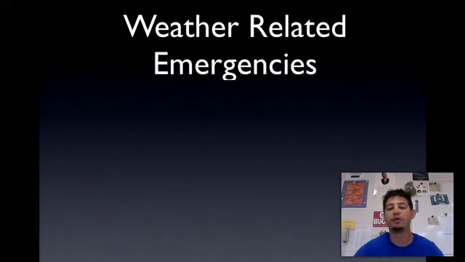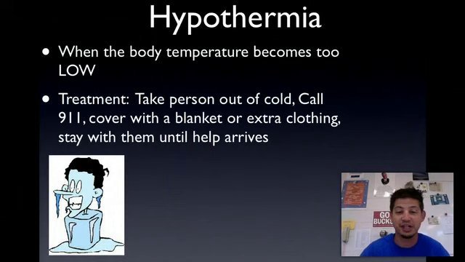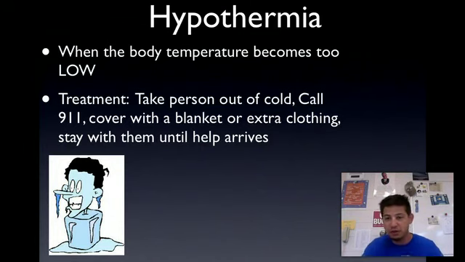Let's go into some weather-related emergencies. Just got off a very hot summer, and now we're starting to head into fall and winter here, so let's take a look. First and foremost, let's take a look at hypothermia. This is when the body temperature becomes too low. Usually seen in the cold winter time, or it could be seen during the summertime, getting out of that cold pool. The wind is kicking up. You get those goosebumps all over you. You start to shiver a little bit.